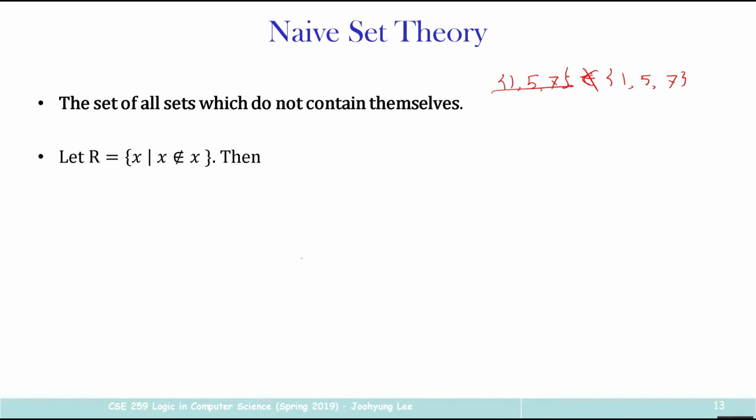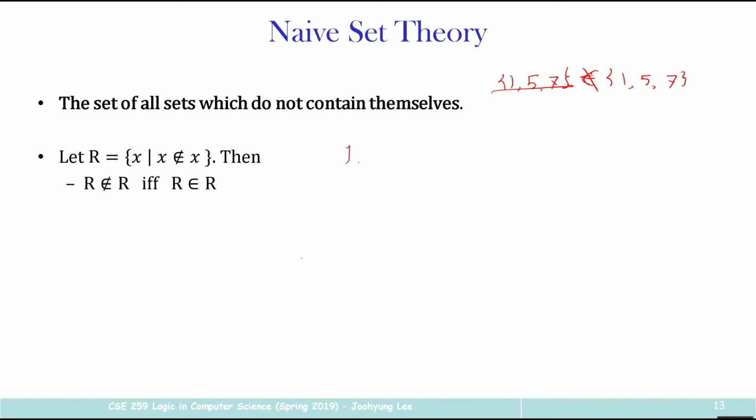So R is a set of elements X such that X does not contain X. What happens here, as in the Barber's paradox, is you will immediately realize that R is not a member of R if and only if R is a member of R. That was the contradiction that led to the Russell paradox. Let's actually look at this one more time.